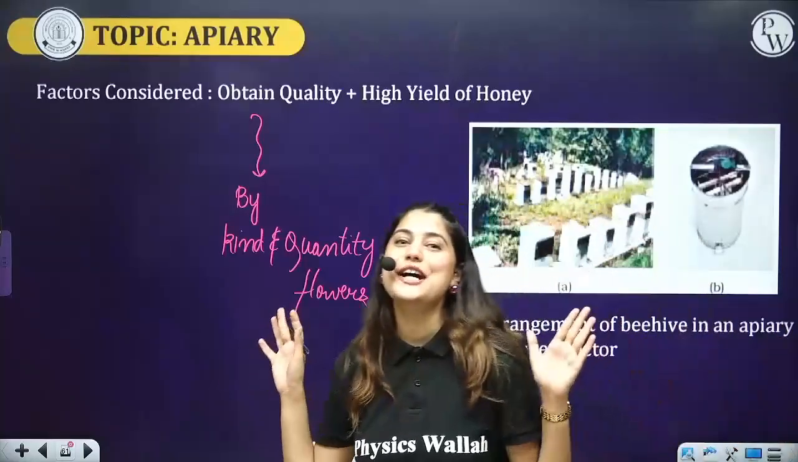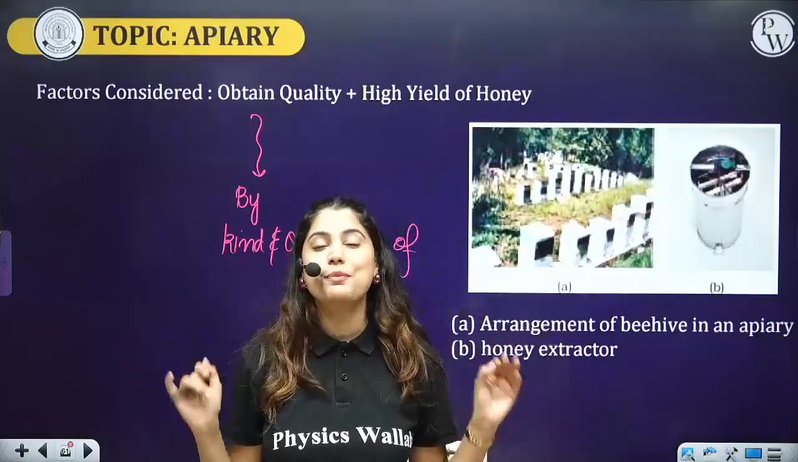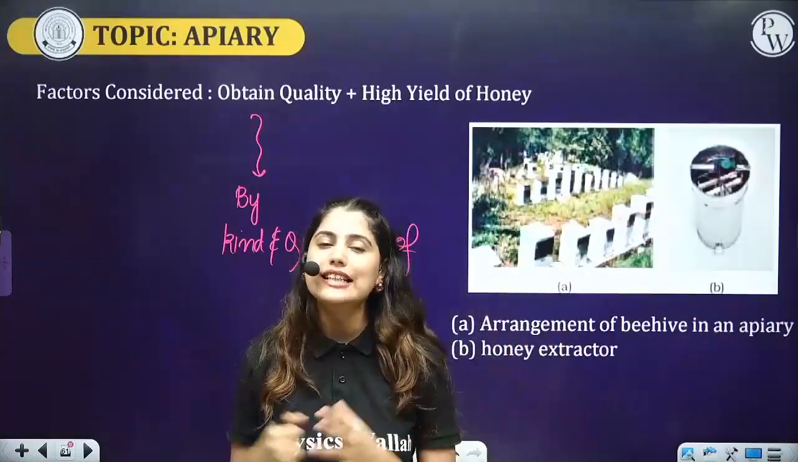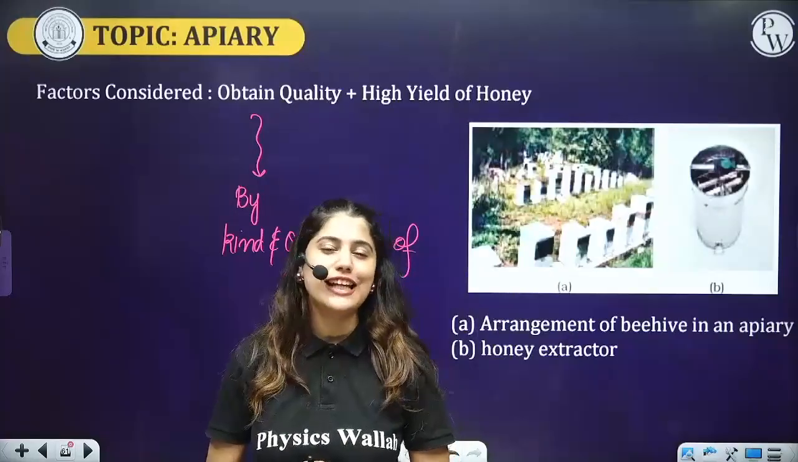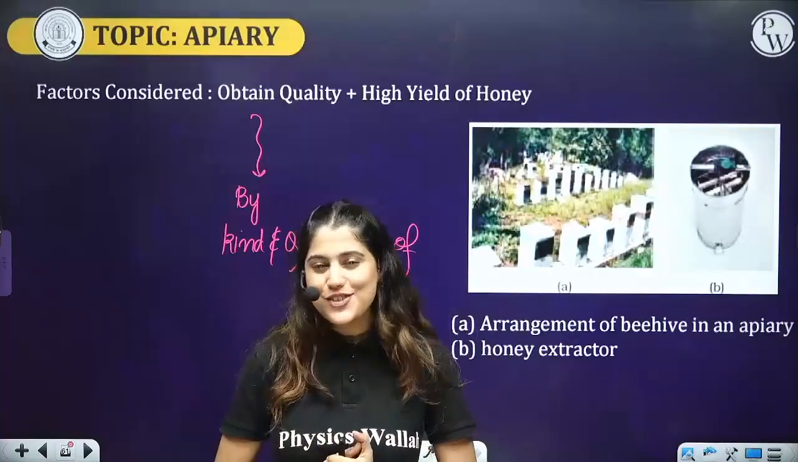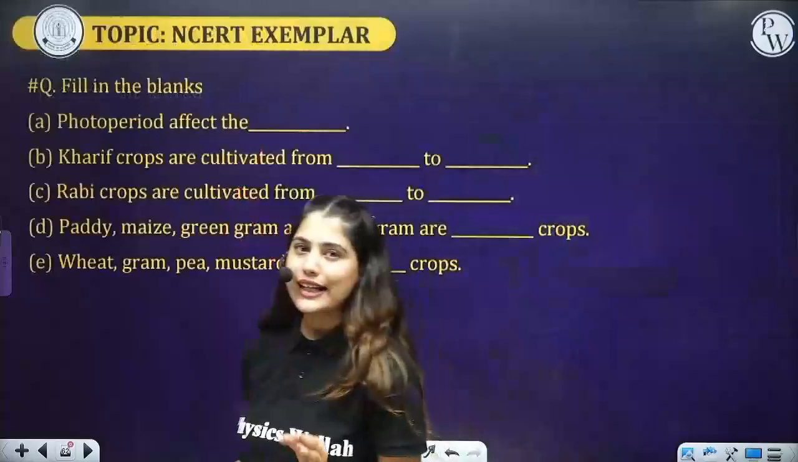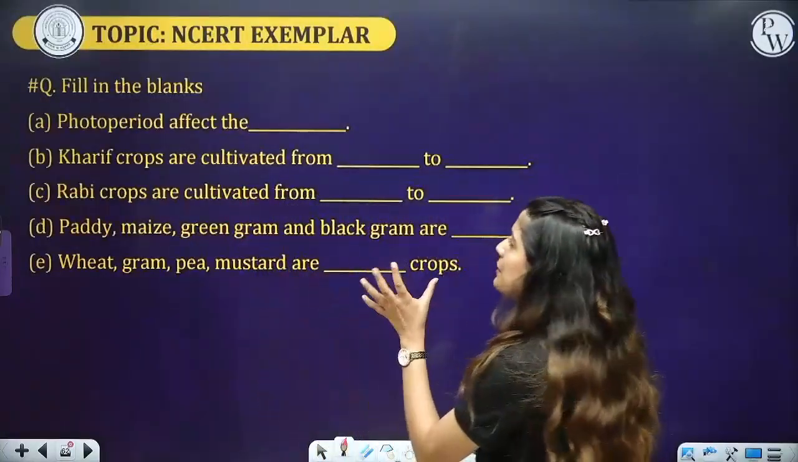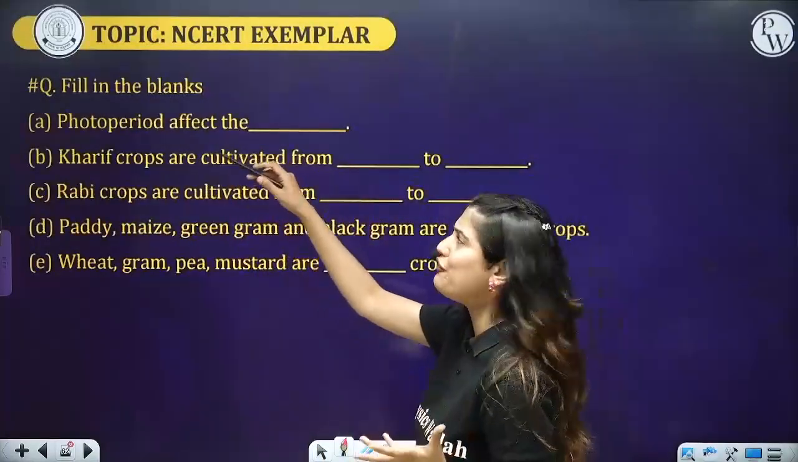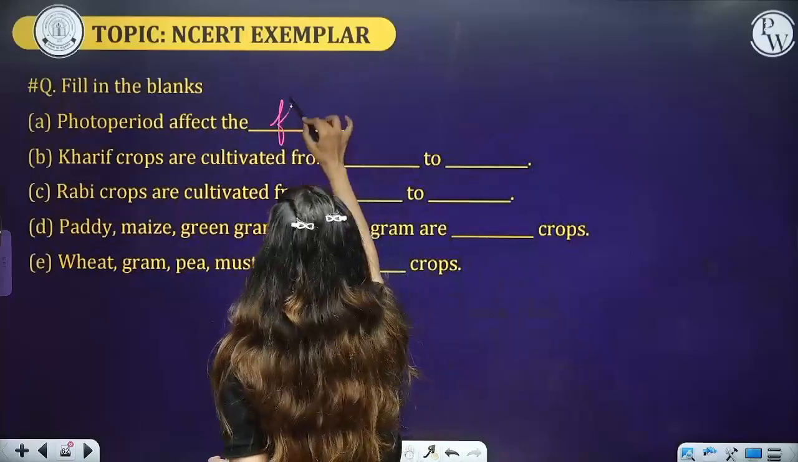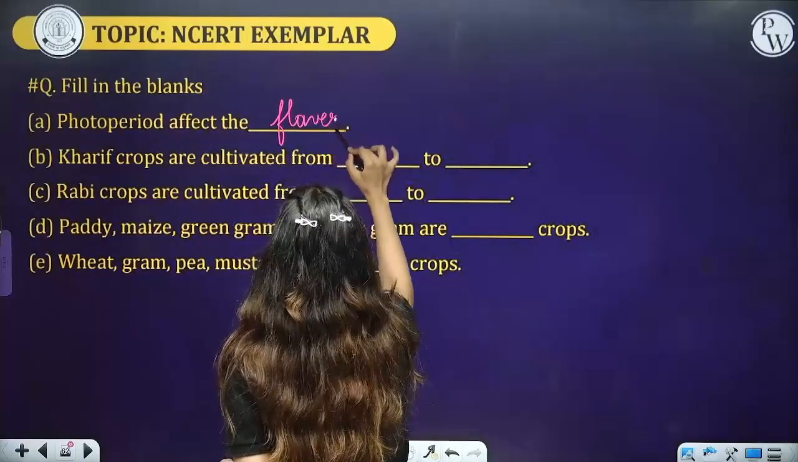That was about this chapter, guys, but we are still not done. Let's discuss a few of the questions and then we can call it a bye, right? So let's discuss some questions. All right, let's discuss some questions. So basically the photoperiod affects the flowering of the plant.